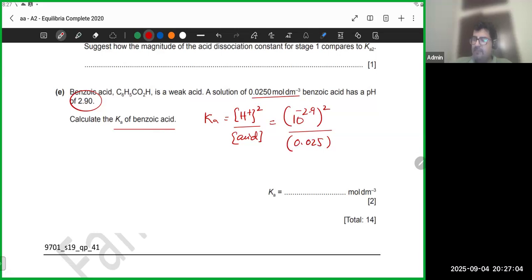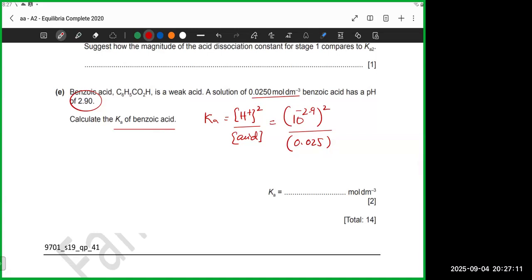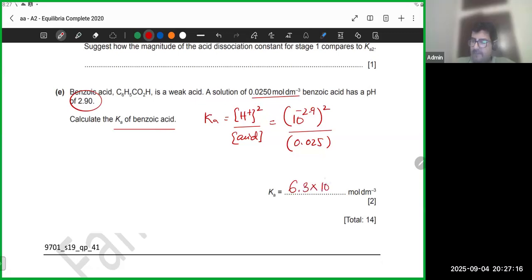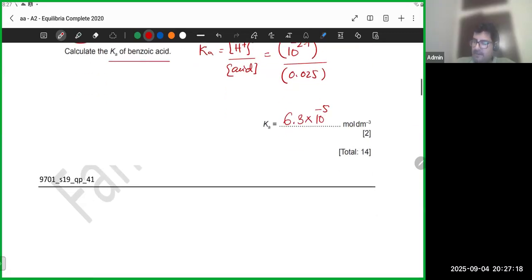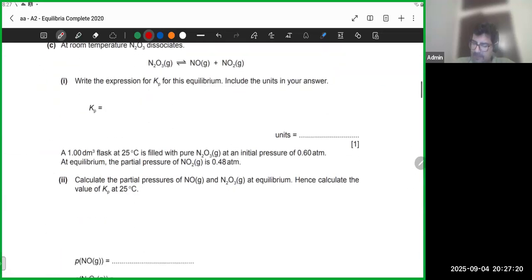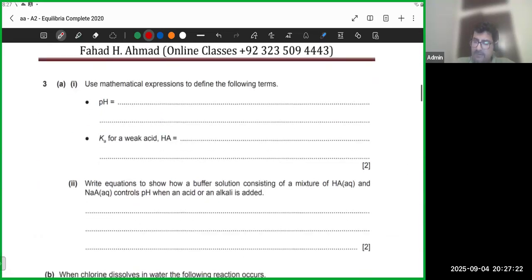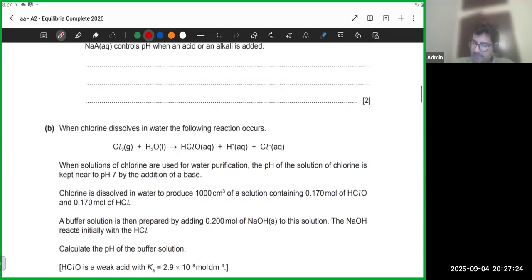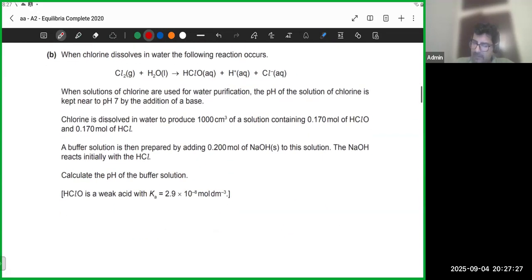Quickly tell me what the K value is. 6.3 times 10 to the power of negative 5. Okay, so we got that. Anyways, there won't be any more interesting questions just on K, a lot of them are like this. So we're going to move to the second part of K now. I hope everyone's clear on what K is. Okay, it's perfectly clear.